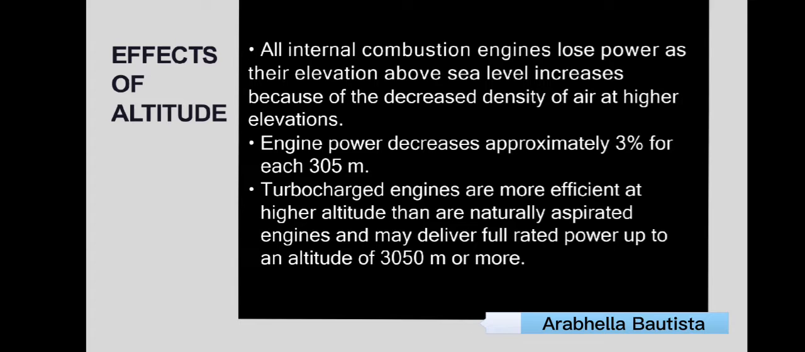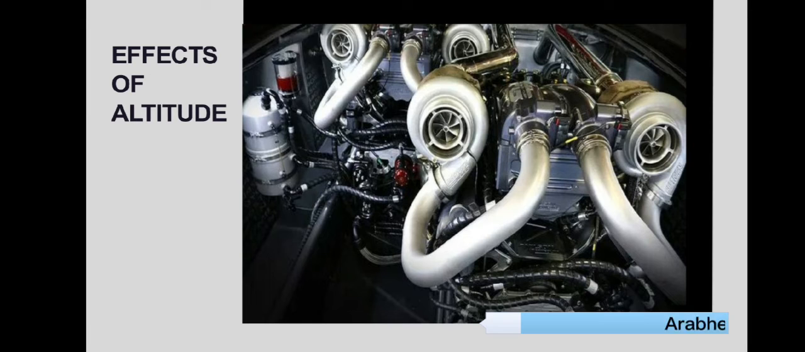Turbocharged engines are more efficient at higher altitude than naturally aspirated engines and may deliver full rated power up to an altitude of 3,050 meters, or 10,000 feet. A turbocharger is a forced induction device that forces more compressed air into the engine. So, more air-fuel mixture in the cylinder means more power. This is what a turbo looks like.